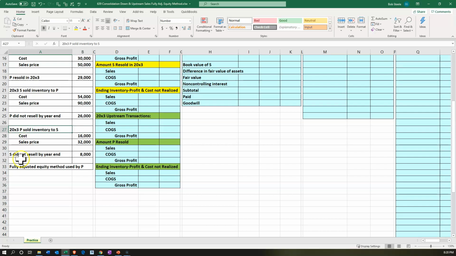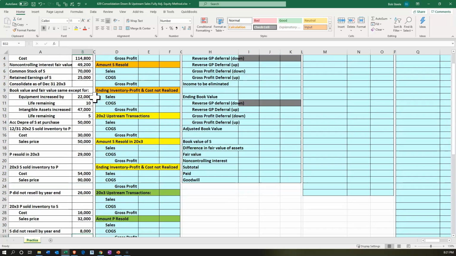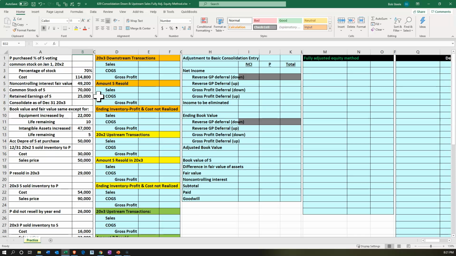Then we have a 2000X3 P sold inventory to S, now parent selling to subsidiary, so a downstream sale, cost, sales price. S did not resell by year end. This is what they did not sell, meaning what is still included in ending inventory that wasn't sold as of the end of 2000X3, the current year we will be working on, 8,000. And then we're going to be using the fully adjusted equity method used by P, meaning we're going to be taking these intercompany transactions into account with the equity method when considering the investment account and the income related to S on P's books.